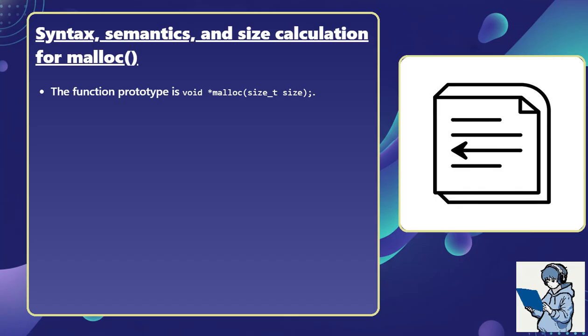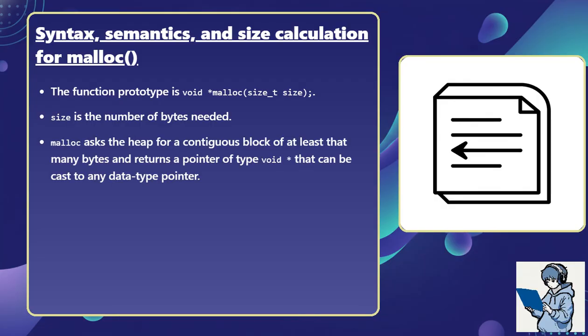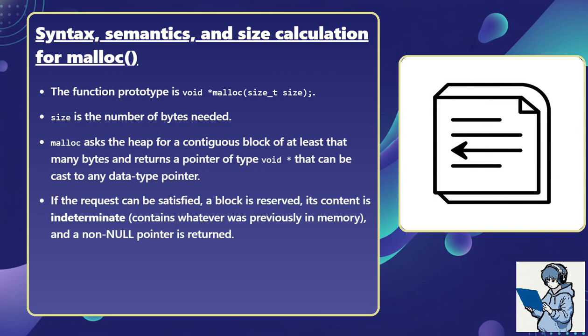The function prototype is void star malloc with a size parameter of type size_t. Size is the number of bytes needed. Malloc asks the heap for a contiguous block of at least that many bytes, and returns a pointer of type void star that can be cast to any data type pointer. If the request can be satisfied, a block is reserved, its content is indeterminate, meaning it contains whatever was previously in memory, and a non-null pointer is returned. If the request cannot be satisfied, null is returned.